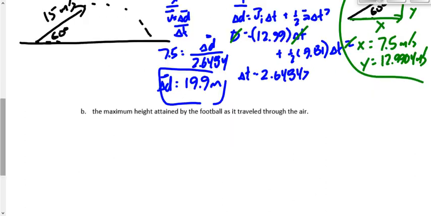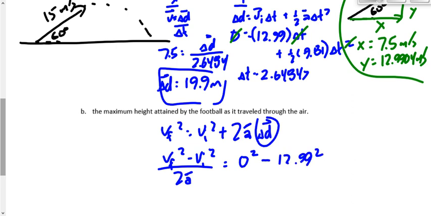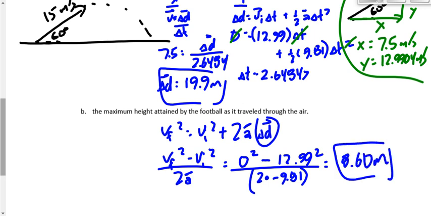And finally, the max height. For max height, we're doing the y component, where Vf is 0. Solve for delta d. We did a problem similar to this earlier on, right? Except it wasn't a projectile motion question. Vi goes over by subtracting. 2a goes over by dividing. So we get 0 squared minus 12.99 squared over 2 times negative 9.81. And when we do that, it gives me 8.60 meters. And we are done.